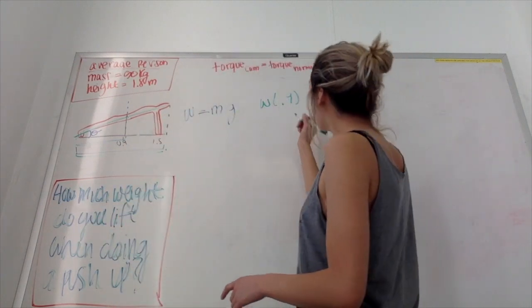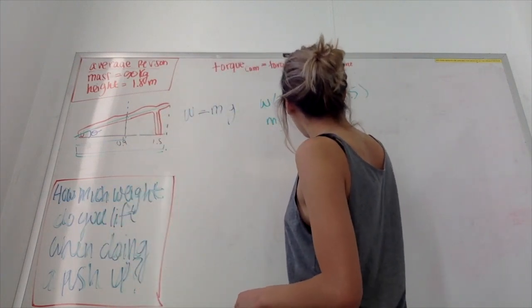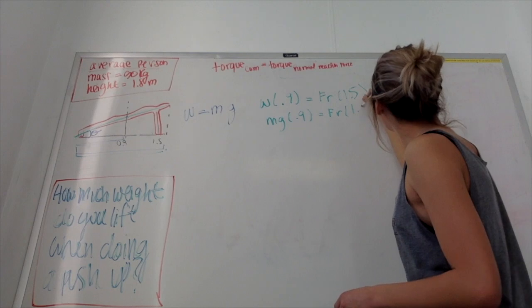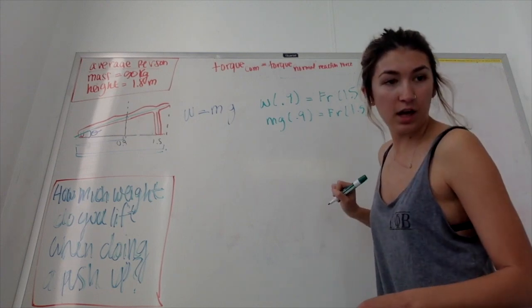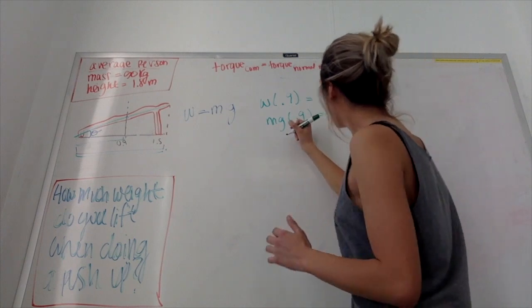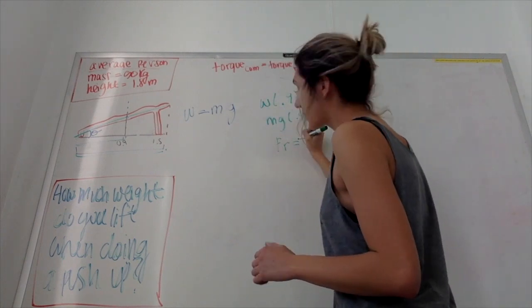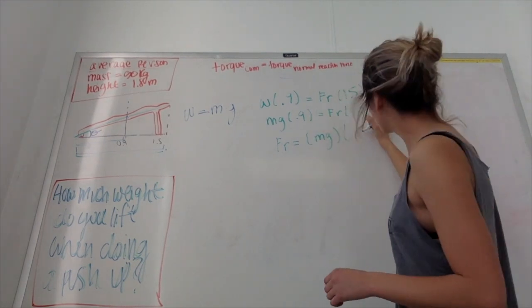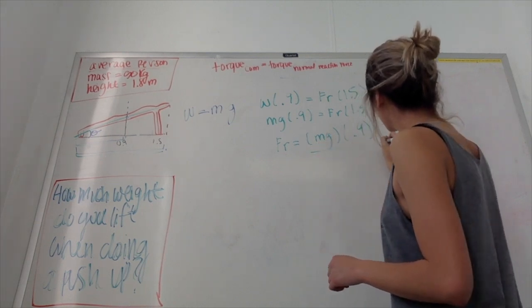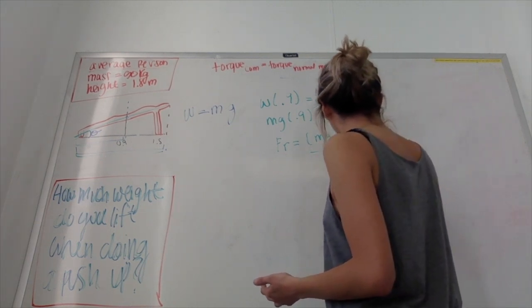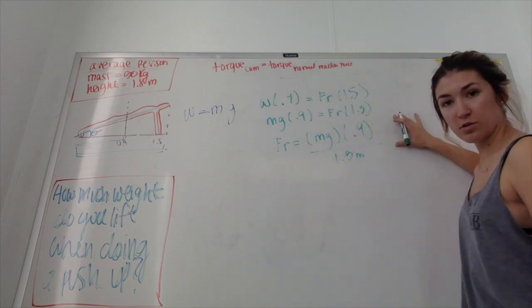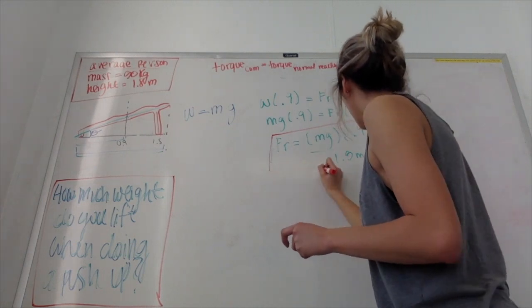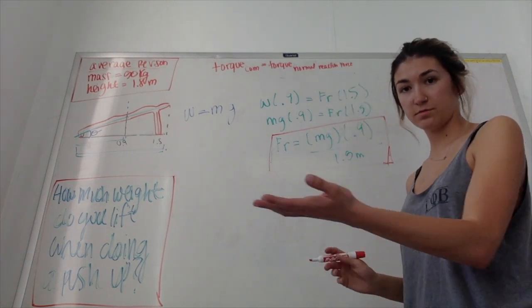Then we're going to make our weight mg. So we have mg times 0.9 equals that reaction force times 1.5 meters. Excuse my handwriting. And then you do some algebra and you've got that reaction force equal to mg times 0.9 divided by 1.5. So this is our formula that we'll use. This is our setup to figure it out.